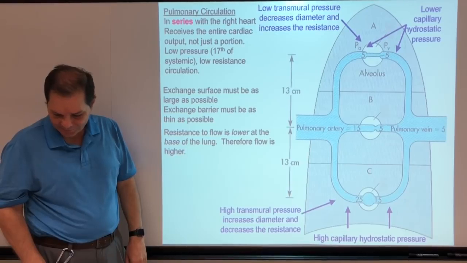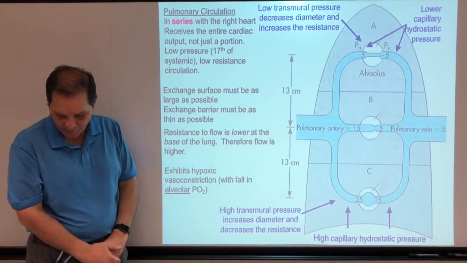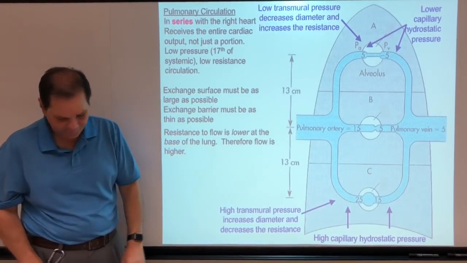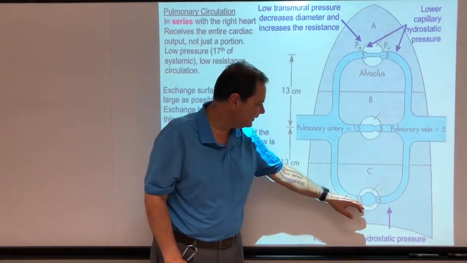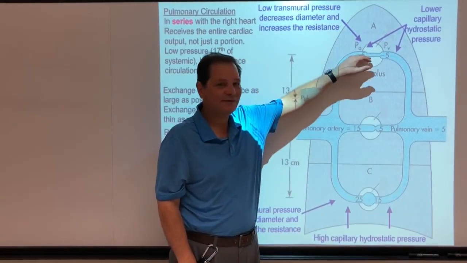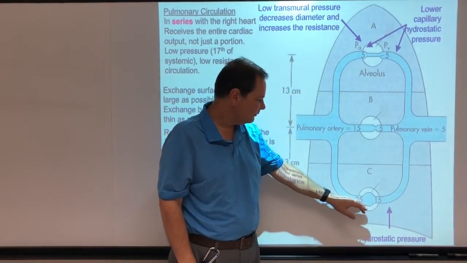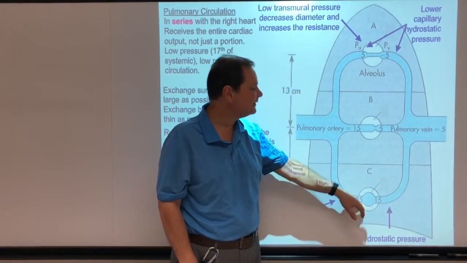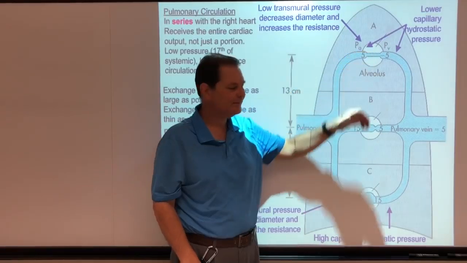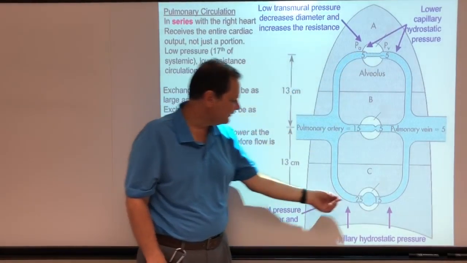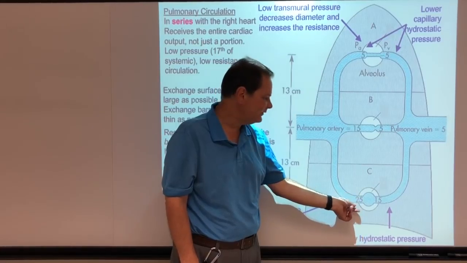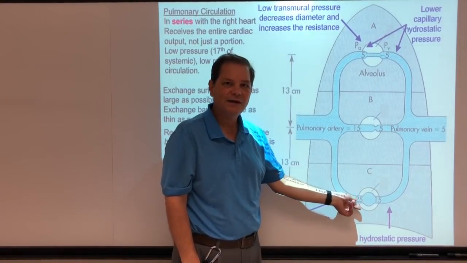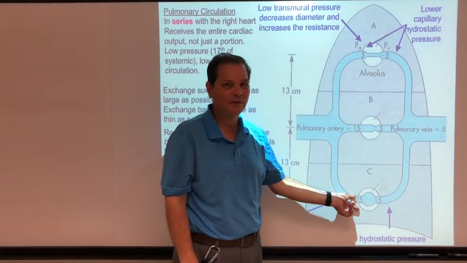What that means is that the resistance to flow at the bottom of the lungs is lower than at the top of the lungs. The resistance is lower in the base of the lungs than it is at the apex. The reason is that the diameter increases as the pressure increases and as you stretch those walls. And as you know, an increased radius means a decreased resistance to flow.